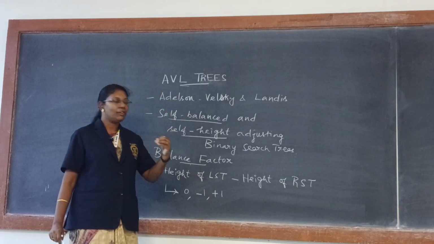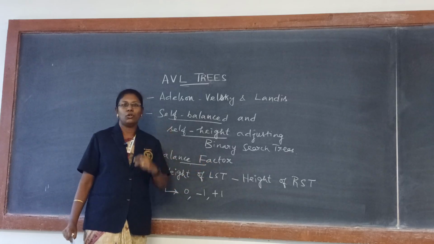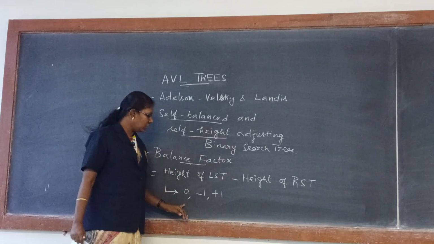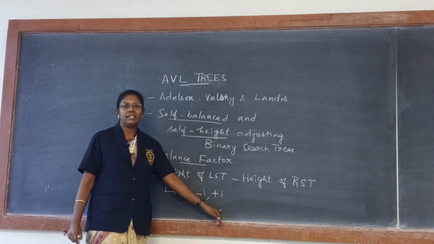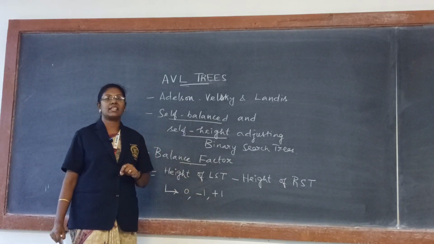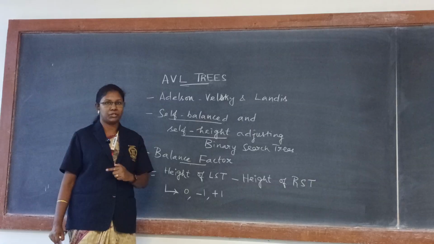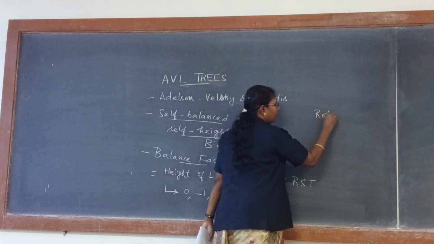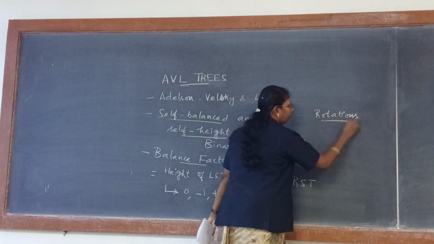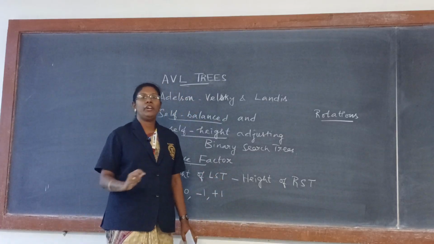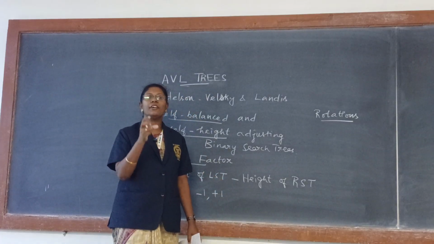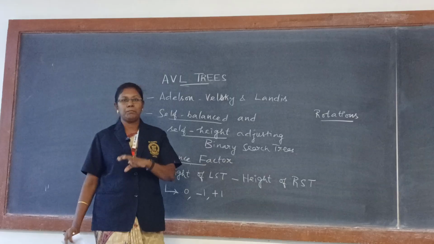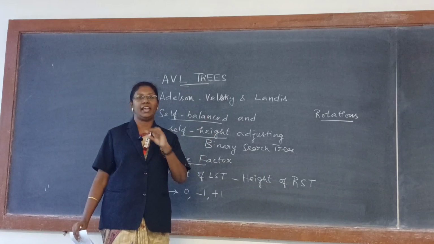But while calculating the balance factor for the nodes in the AVL tree, if any node contains a value apart from 0, minus 1 or plus 1, then that particular binary search tree is considered an imbalanced binary search tree. For this, we are going to perform rotations. Rotations mean we place the particular node which has a value other than these three values into some other place by rotating the nodes in that particular AVL tree.